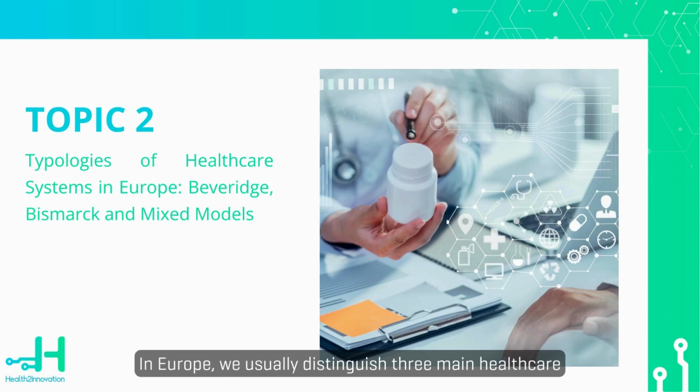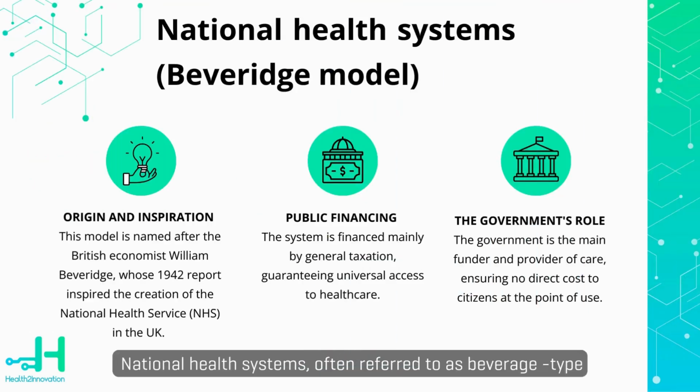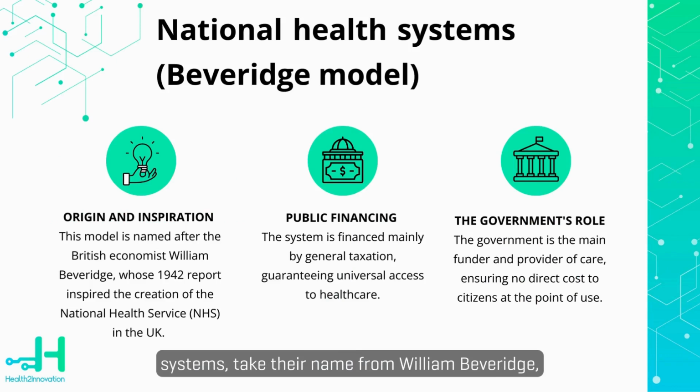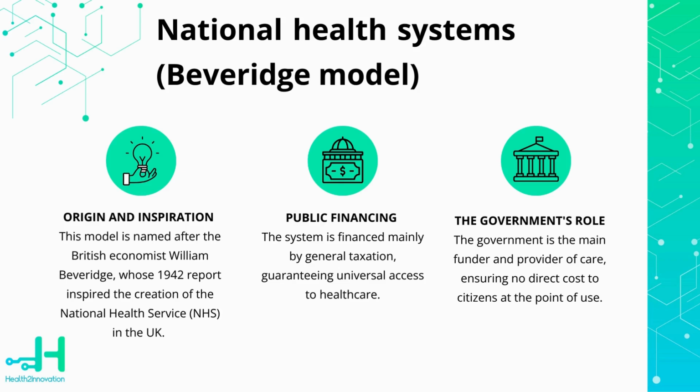In Europe, we usually distinguish three main healthcare system models, each with its own logic, stakeholders, and financial flows. Let's take a closer look. National health systems, often referred to as Beveridge-type systems, take their name from William Beveridge, a British economist and social reformer whose 1942 report laid the foundations for the National Health Service, NHS, in the UK.